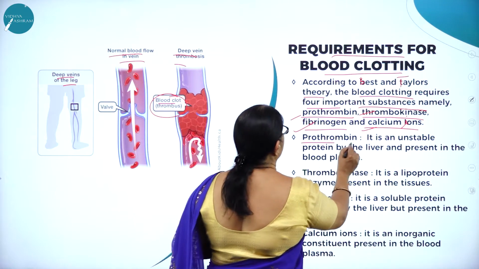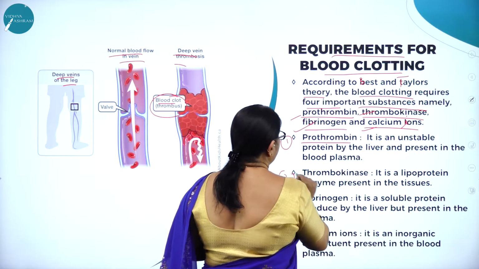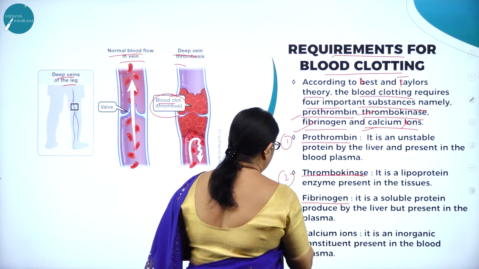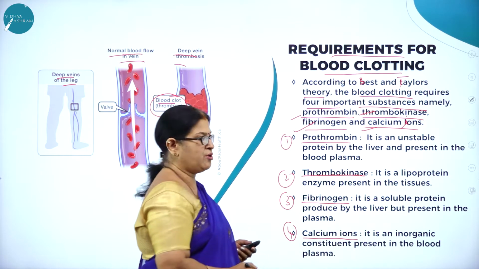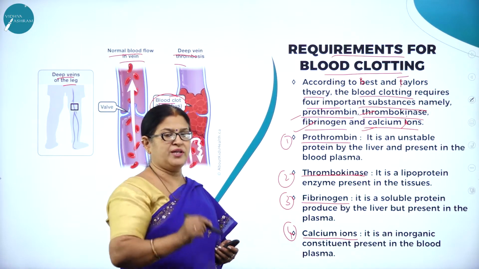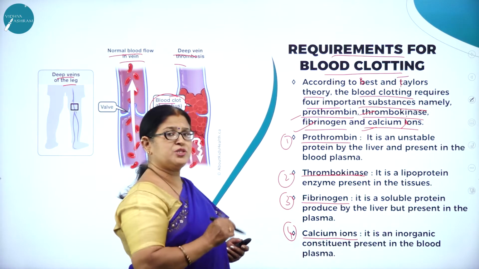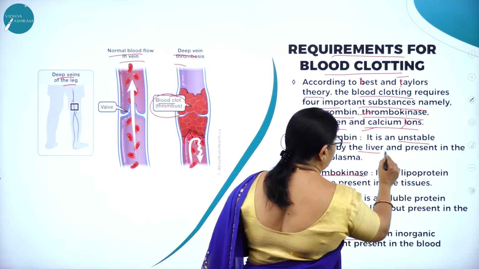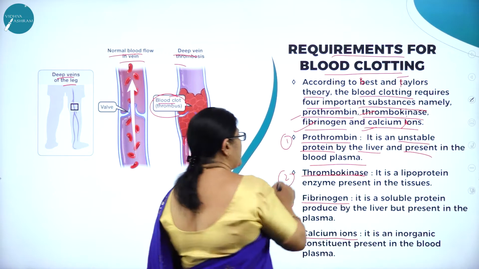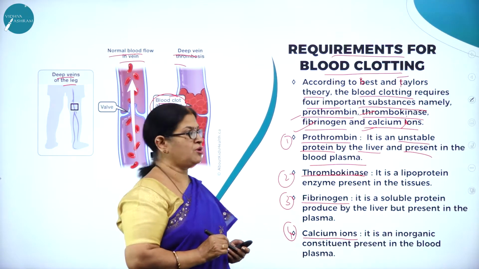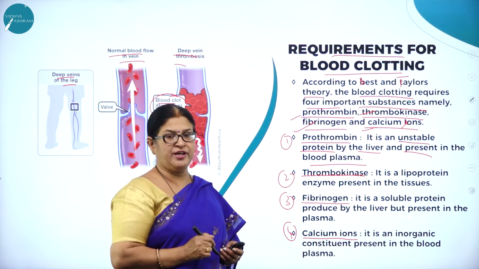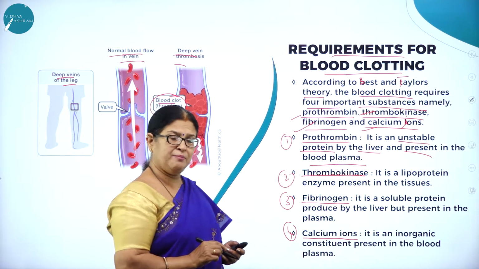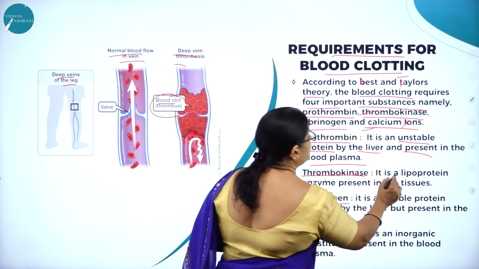Moving on to the first one, that is prothrombin. Second one is thrombokinase. Third one is fibrinogen. And fourth one is calcium ions. Moving on to the first one, that is prothrombin. What is prothrombin? It is an unstable protein produced by the liver and present in the blood plasma. So what is prothrombin? It is an unstable protein produced by the liver but present in the plasma of the blood.